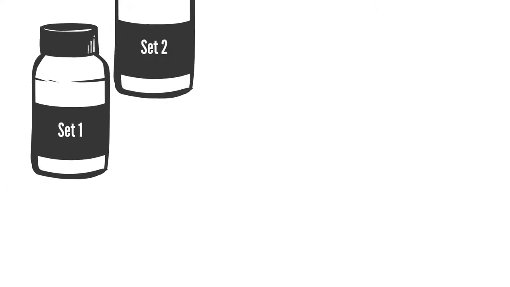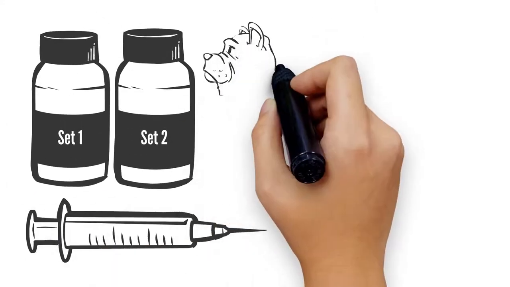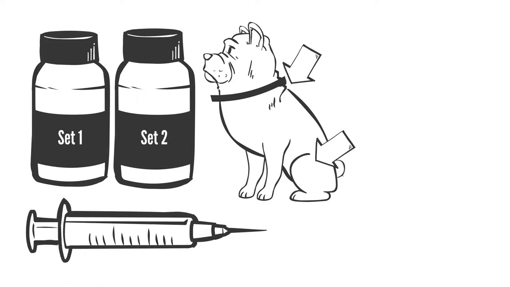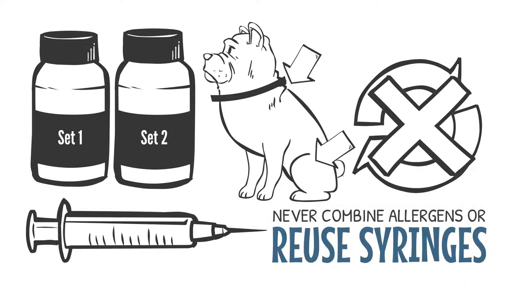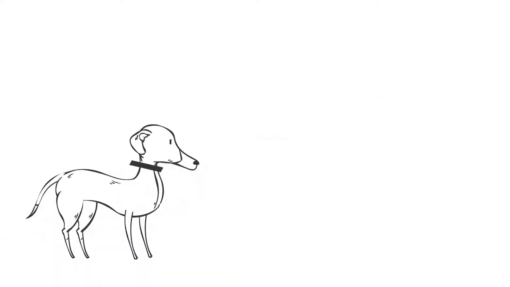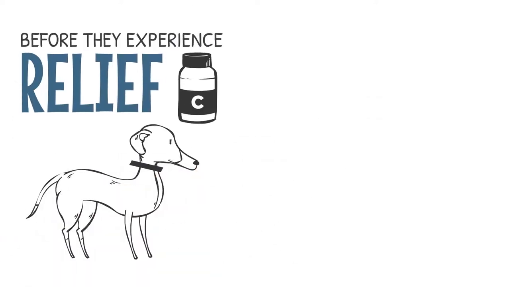If you have a double treatment set, give one injection from each set at different sites on the body. Never combine allergens or reuse syringes. Your pet could reach vial C before they experience relief.